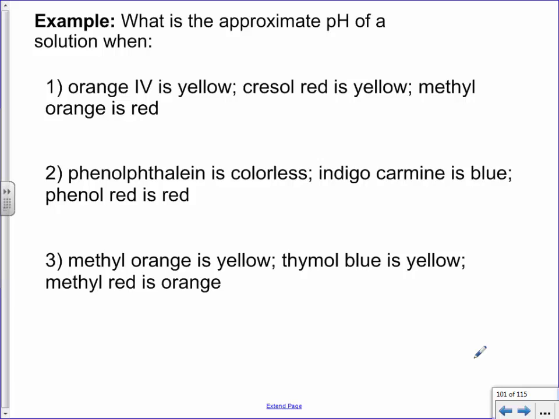On Thursday, I'm going to give you an unknown solution, and a whole bunch of indicators. You're going to take a test tube, put a little bit of the solution in, put the indicator in, and see what color it turns. So imagine these are some results you have. Let's say that orange 4 was yellow, cresol red was yellow, and methyl orange was red. Let's try to figure out approximately what the pH is.